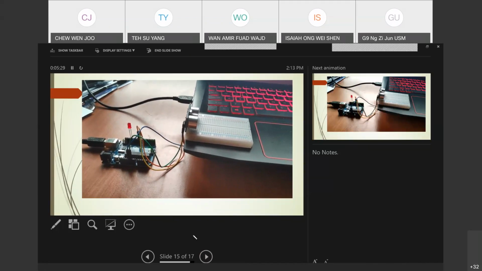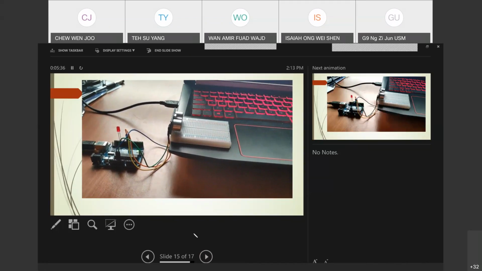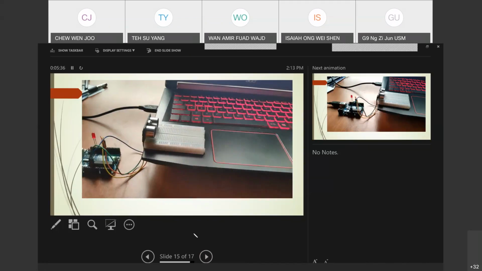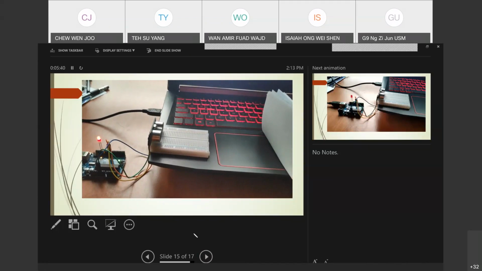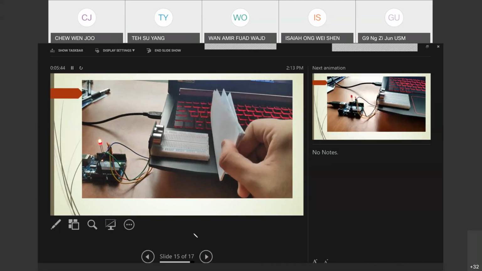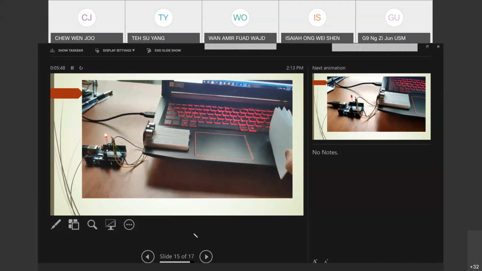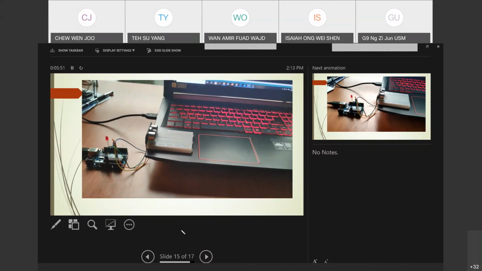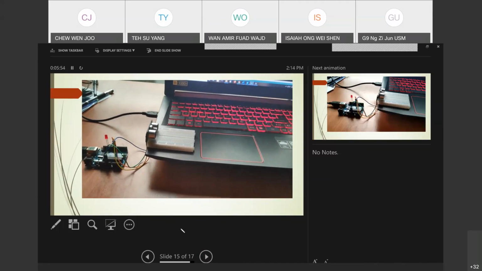So we can see here. Wait for the video. As you can see now, we have one obstacle here, so the ultrasonic sensor will sense it, then the LED in the circuit will be lighted up. So as long as the object is within 50 cm, the LED will be lighted up. Then if we remove the object, the LED won't be lighted up again. Next.